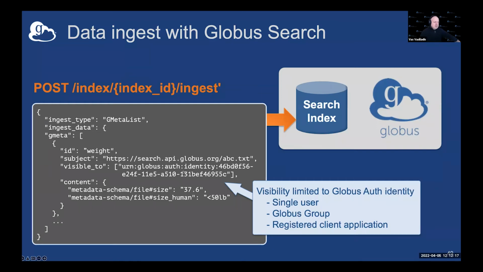You could also restrict visibility to a Globus group, or to your application. So your application may have access to the metadata but may not expose it to the user. The user may only see subsets of the metadata, or just the data, or some other combination. Again, the application can act just like a user would as far as determining what's accessible and what isn't.